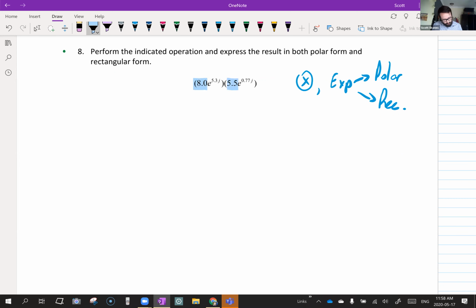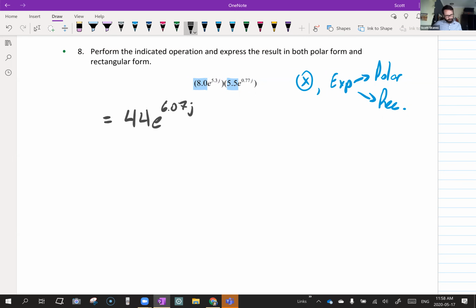In its exponential form, it's the exact same thing. What's 8 times 5.5? 44. What's these added together? 5.3 plus 0.77. It's 6.07j. And now I need it in polar form. Well, polar form's easy. Just change your theta times 180 over pi radians.